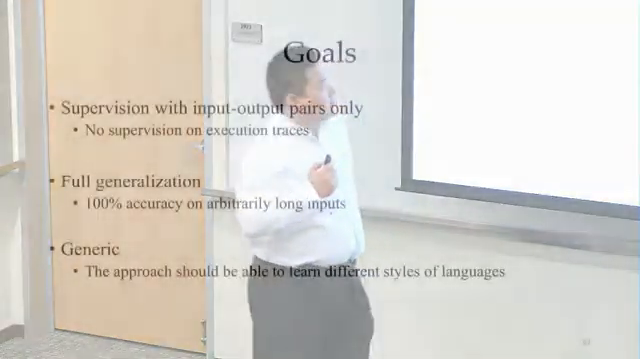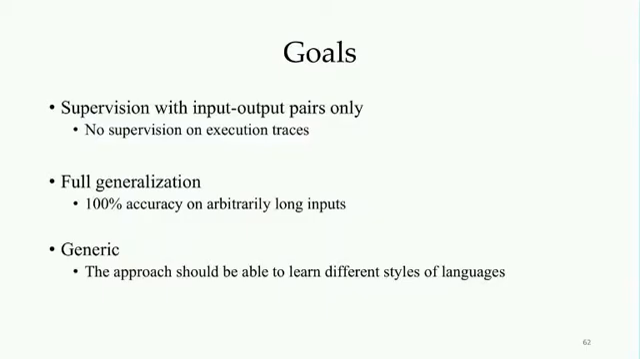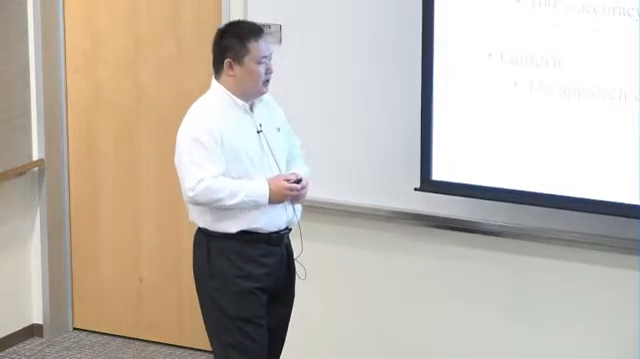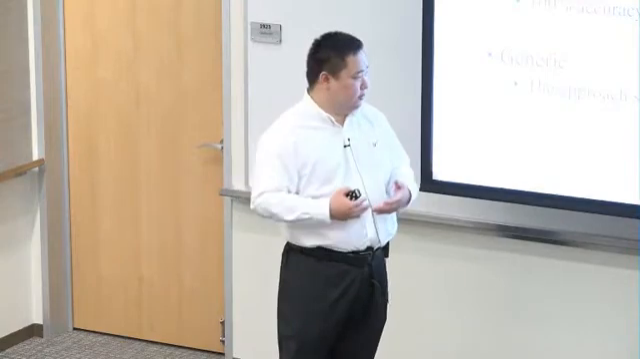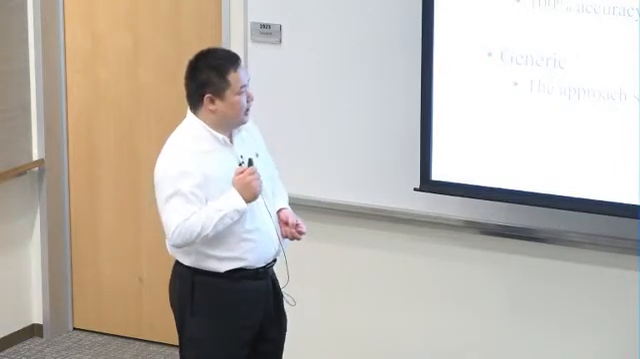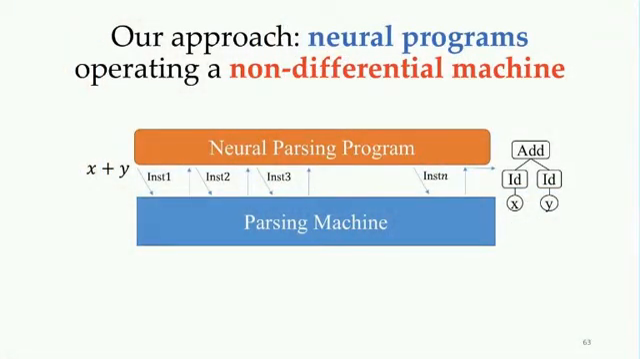Okay, so here we describe the design goals. First of all, our supervision contains only input and output pairs. And second, we hope to achieve full generalization. That means once the model is trained on a small data set, it should achieve 100% accuracy on arbitrarily long test data. It should also be generic. So we hope that our approach can handle different styles of languages without any specific tuning, so without any additional design to tailor for the different languages. And we will demonstrate in our examples that our approach can handle both an imperative while language and a functional lambda language.